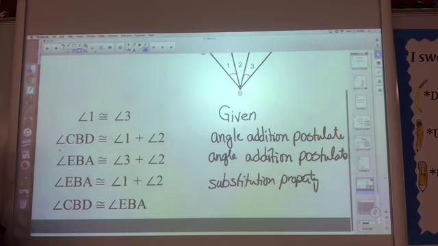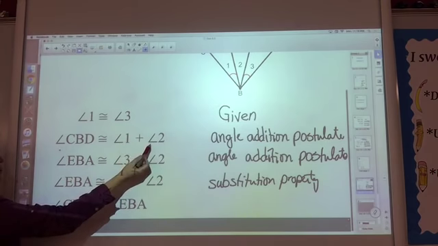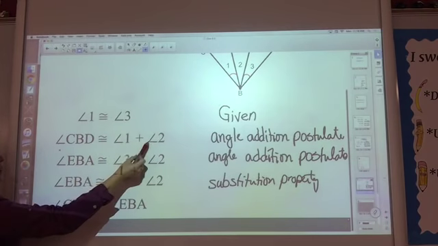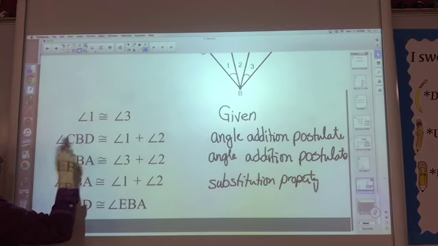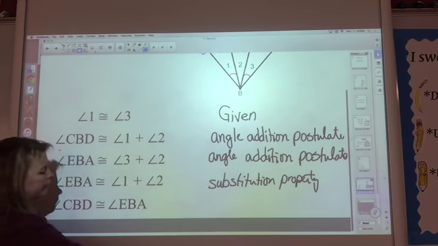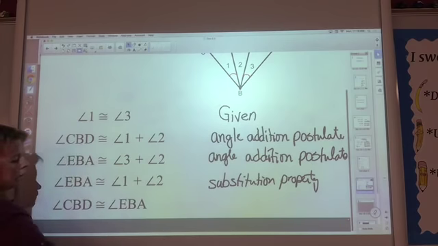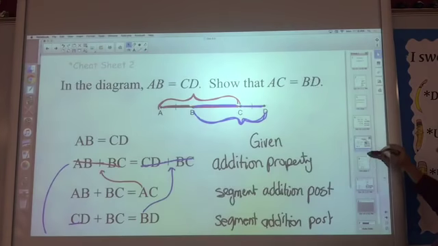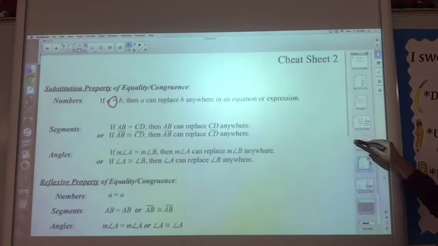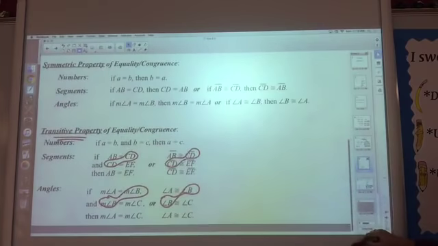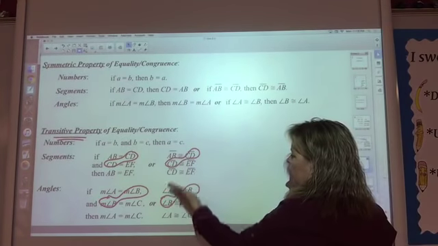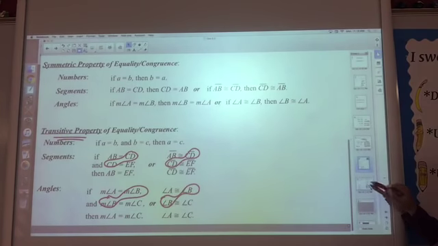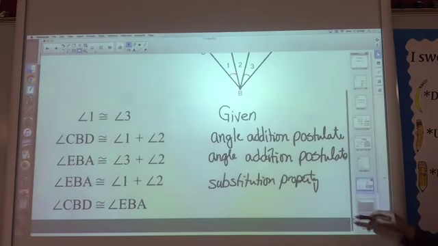And that helps us because we already have angle 1 plus angle 2 up here in our statements. Angle 1 plus angle 2 is right here. What do we know that that's the same as? We know it's the same as angle CBD. Go back and look at cheat sheet number 2. Check out the transitive property. Where's my cheat sheet number 2? The transitive property. If you have three things that are congruent, with a shared middle, a shared in between, take a look at what we have.